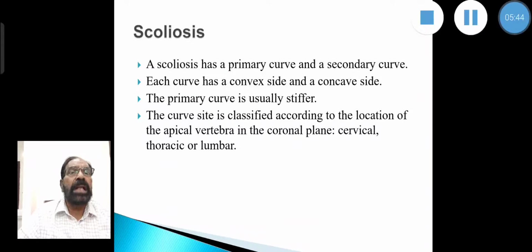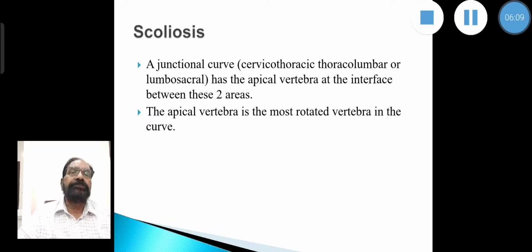A scoliosis has a primary curvature and a secondary curvature. Each curve has a convex side and a concave side. The primary curve is usually stiffer. The curve is classified according to the location of the apical vertebra in the coronal plane as cervical, thoracic, or lumbar. Junctional curves, cervicothoracic, thoracolumbar, or lumbosacral, have the apical vertebra at the interface between these two areas.